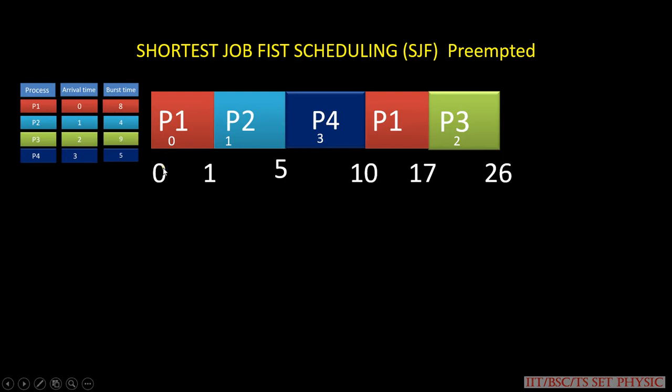P1 started at 0 to 1, but it does not complete. P2 started at 1, and its arriving time is also 1 millisecond. So that's why the value of P2 is equal to 1 minus 1. Similarly, P4 started at 5 milliseconds, but its arriving time is 3, so 5 minus 3.